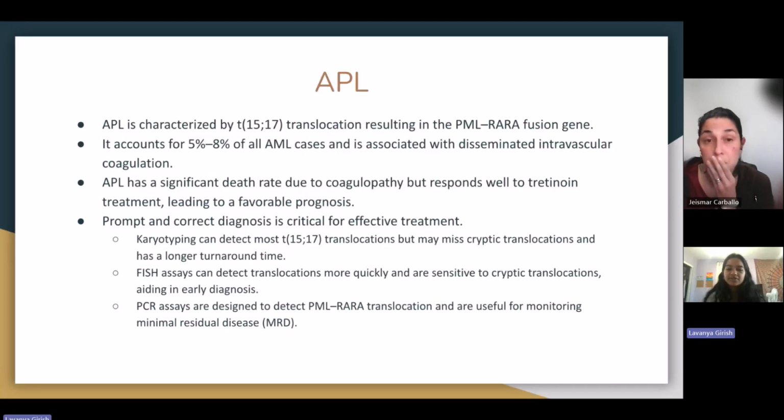Karyotyping can detect most of these translocations, but may miss cryptic translocations and has a longer turnaround time. FISH assays can detect translocations more quickly and are sensitive to cryptic translocations, which is really important in early diagnosis of this mutation. And PCR assays are designed to detect this translocation and are useful for monitoring minimal residual disease.